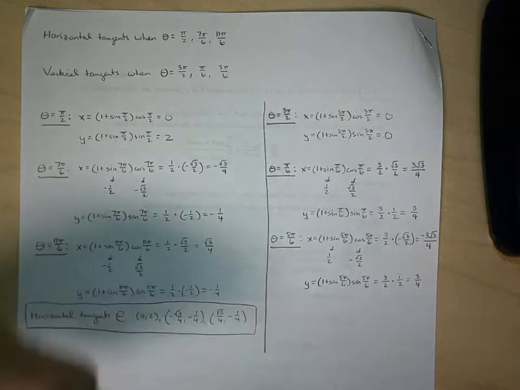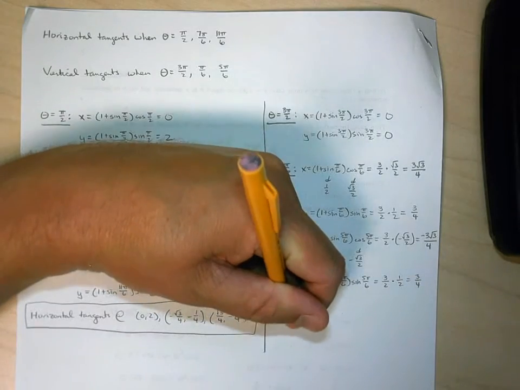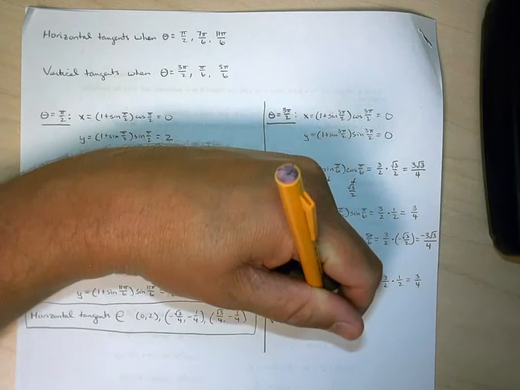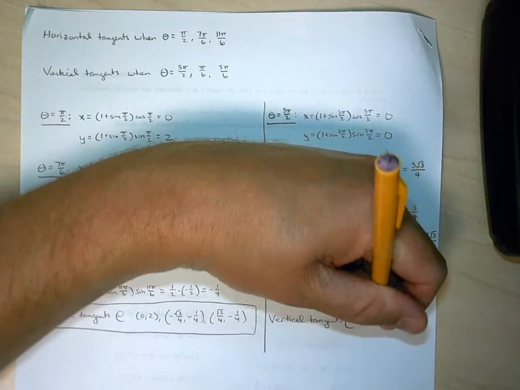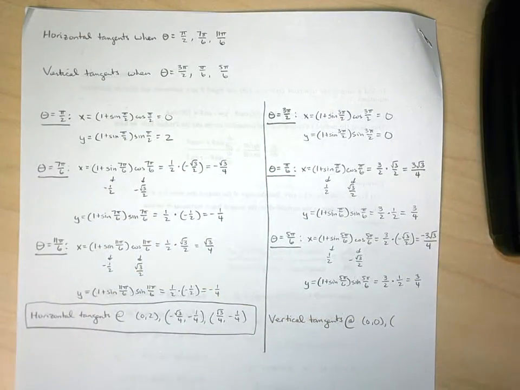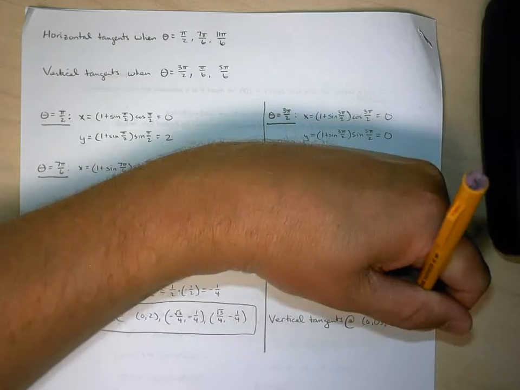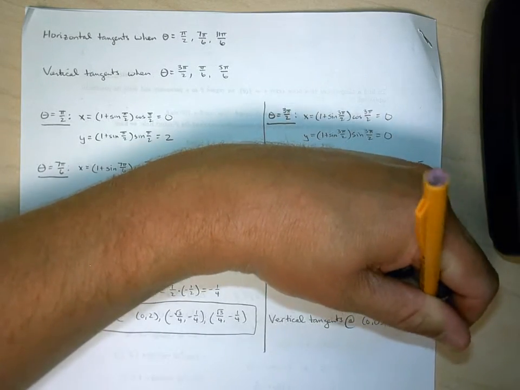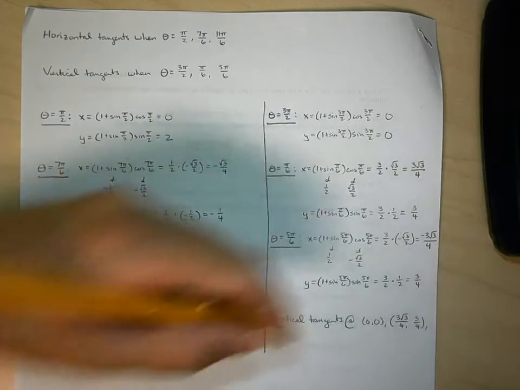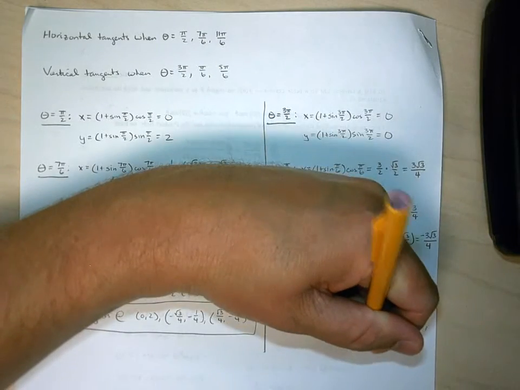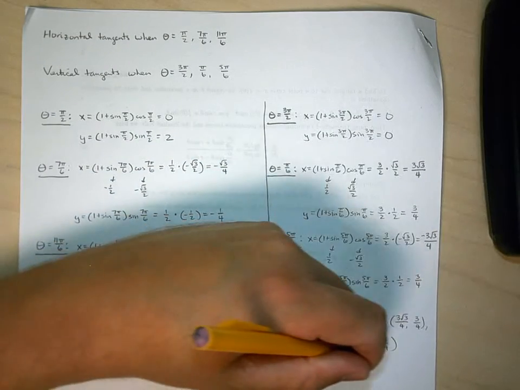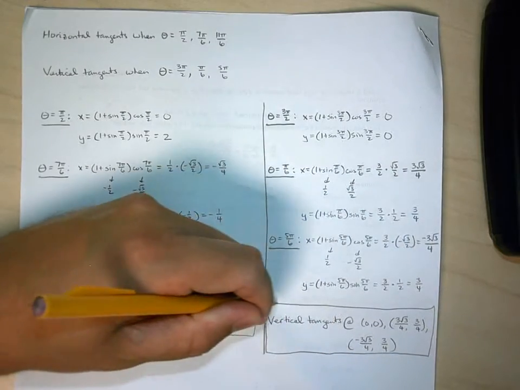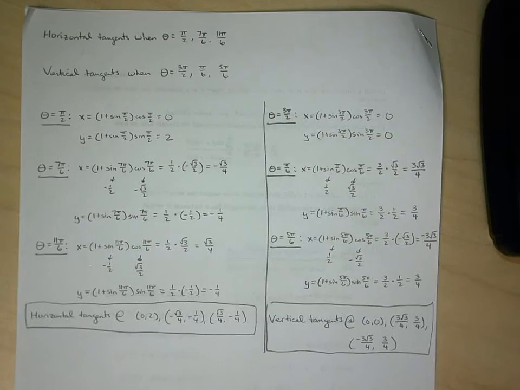And so I have vertical tangents at, well, let's see, 0, 0. 3 root 3 over 4, 3/4. And negative 3 root 3 over 4, 3/4. And so now we found all the horizontal and vertical tangents on the graph of 1 plus sine theta.